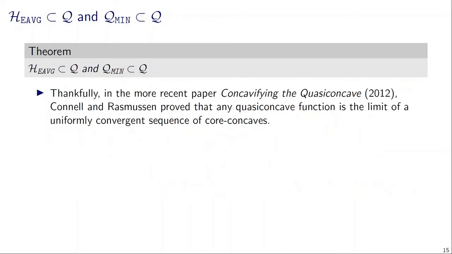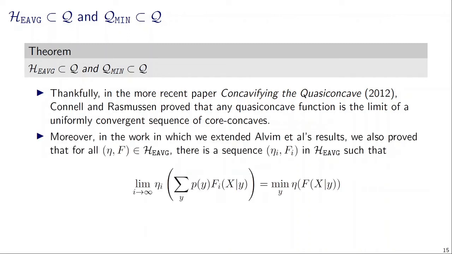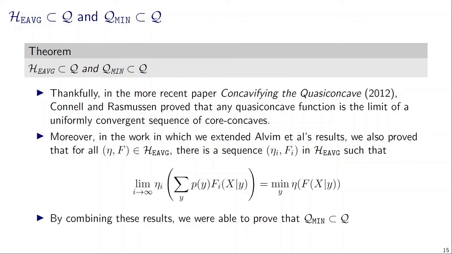Thankfully, in a recent result, Connell and Rasmussen proved that any quasi-concave function is the limit of a uniformly convergent sequence of core-concaves. Moreover, in the work in which we extended Alvim et al.'s results, we also proved that given any eta f that's core-concave, there is a sequence of core-concaves such that the limit of the conditional forms of that sequence tends to the worst-case scenario for eta f. By combining these results, we are able to prove that, indeed, worst-case entropies are limit entropies.